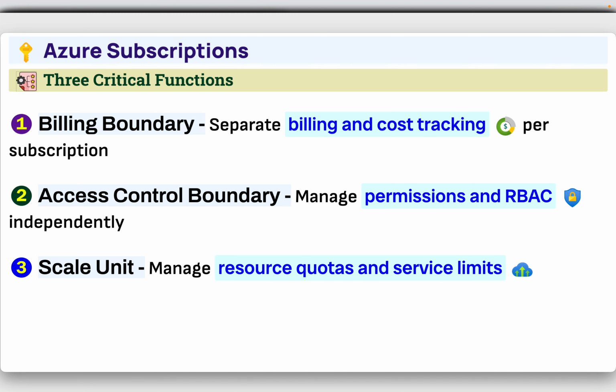So as already talked about, this is a billing boundary. You separate billing and cost tracking per subscription, and this also acts as an access control boundary. You manage permissions and RBAC independently, and this acts as a scale unit. You can manage resource quotas and service limits. So subscriptions serve three critical functions.